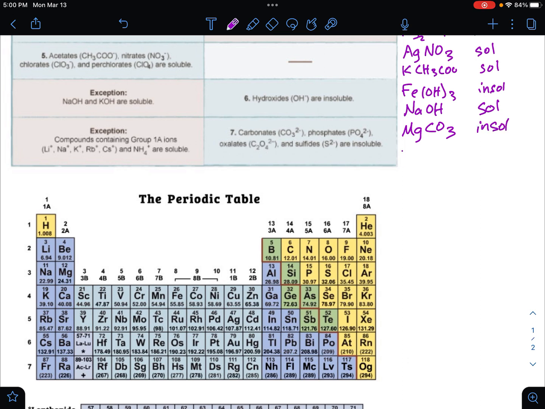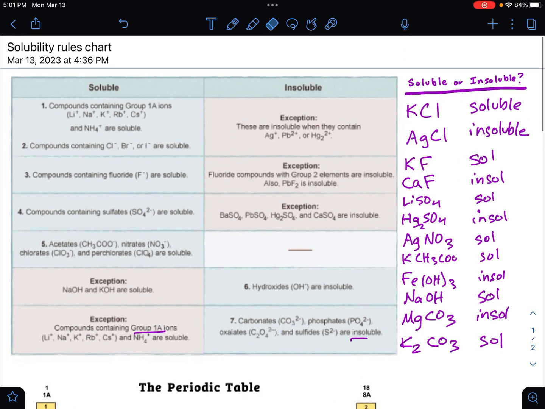And we'll do one more. Potassium carbonate. It's a carbonate, so it should be insoluble, but group 1A ions, potassium, it's in group 1A, therefore it is actually soluble. Okay? So make sure you have your periodic table and your solubility chart when you're doing this lab, and hopefully that was helpful.